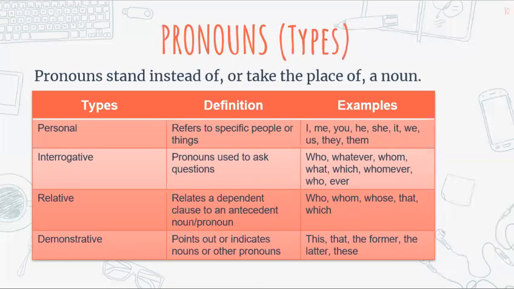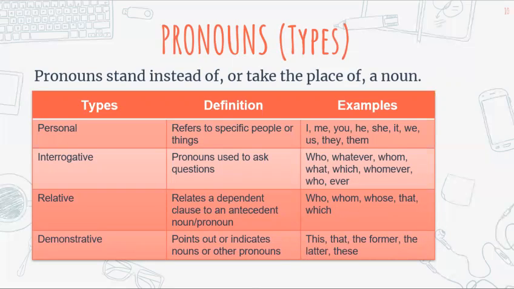For example, I went to the show with her. Personal pronouns are the usual ones. We know those. Now we can go on to interrogative. These are pronouns used to ask questions: who, whatever, whom, what, which, whomever. Who is it? What do you want? These are just used to ask questions.